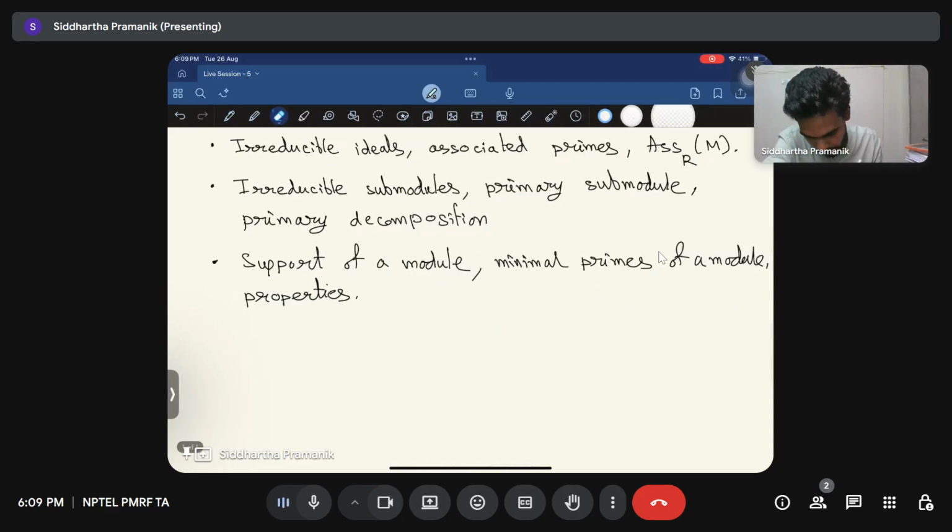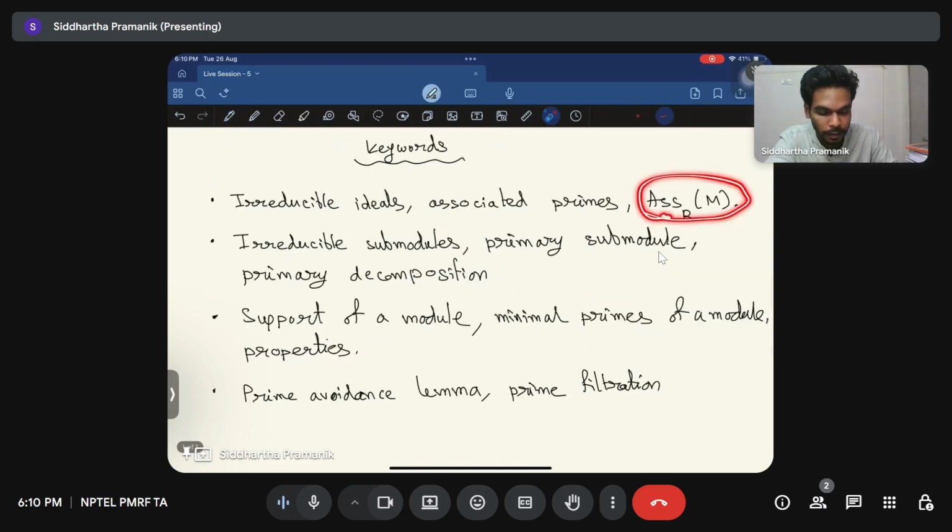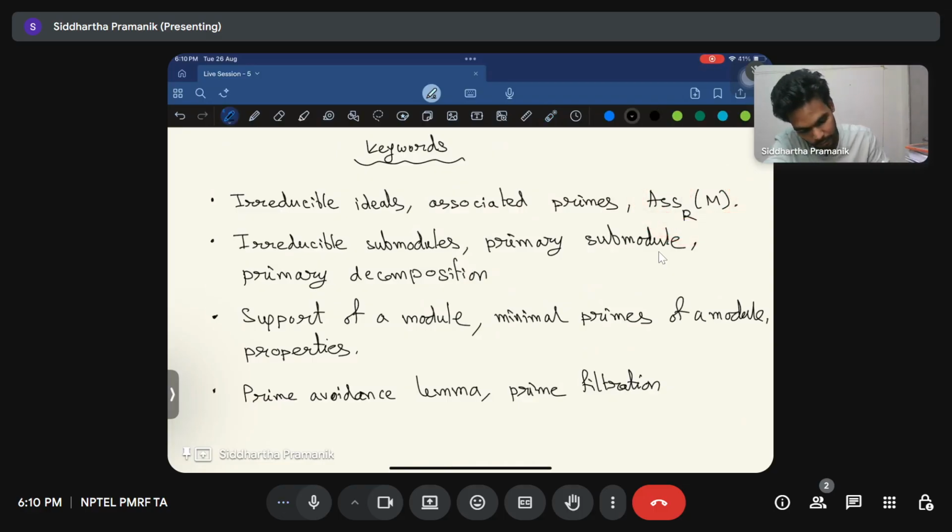And in the end, we have proved the so-called prime avoidance lemma. Then we have proved the existence of one kind of filtration, which I will call prime filtration. Using that, we have proved that when the module is finitely generated over a Noetherian ring, then this set of associated primes is a finite set. So prime filtrations, and in the end, we have seen a couple of examples.